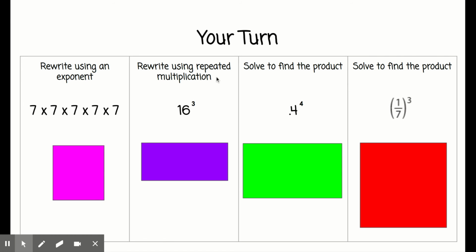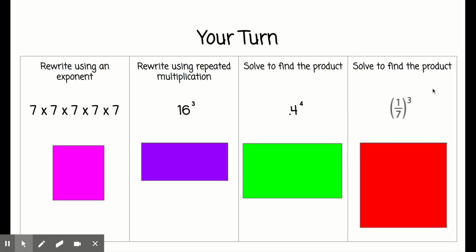You do not need to solve for the value of that exponent. These second two, you actually have to solve for the value. So this is 0.4 to the fourth power. I want you to go ahead and do the multiplication you need to do to get a product. And this is 1/7 to the third power. Again, you are going to multiply your fractions as many times as that exponent indicates and then land on an answer.